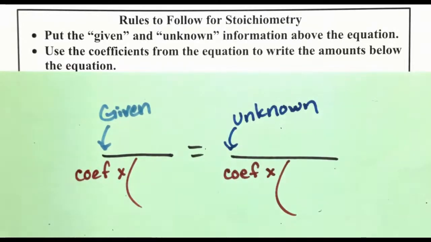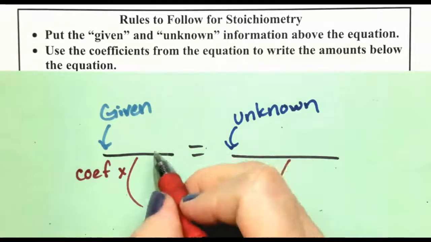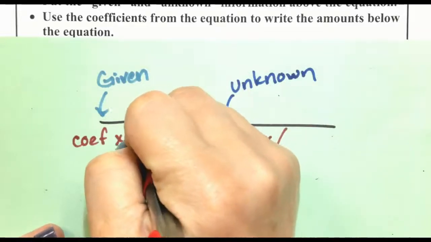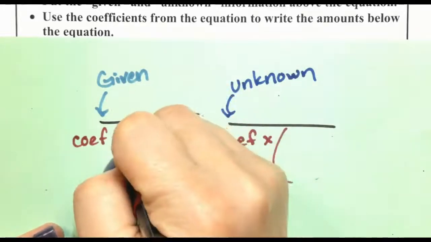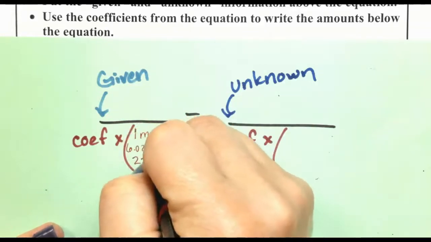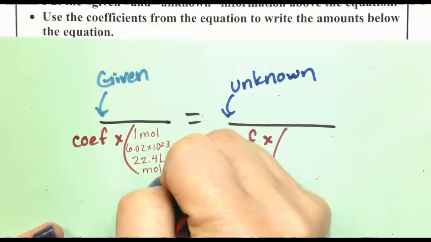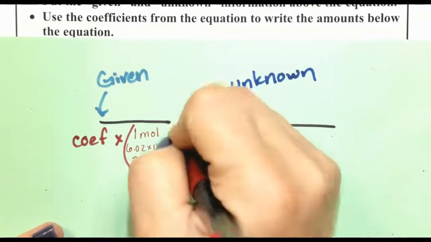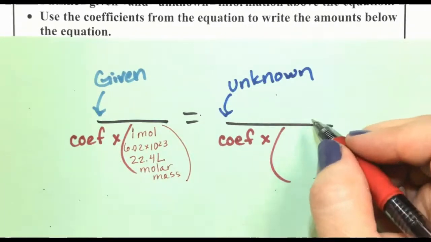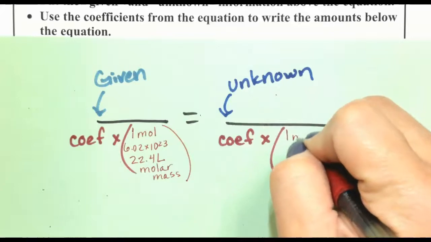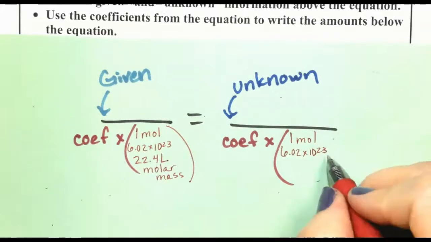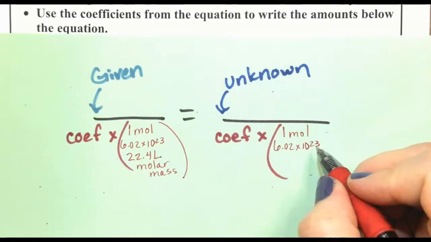Now, what is this information in the parentheses? It's going to depend. Whatever unit this is up here is going to tell you whether or not you're going to choose to put 1 mole, 6.02 times 10 to the 23rd, 22.4 liters, or molar mass, which is grams from the periodic table. And that's going to be the same thing over here. Whatever the unit is here, the unknown, what we desire, is going to be 1 mole or 6.02 times 10 to the 23rd. And this is going to be atoms, molecules, formula units, etc.